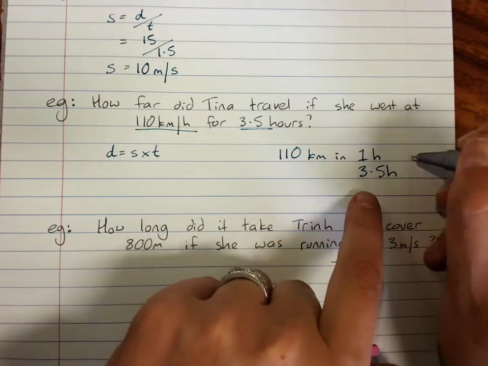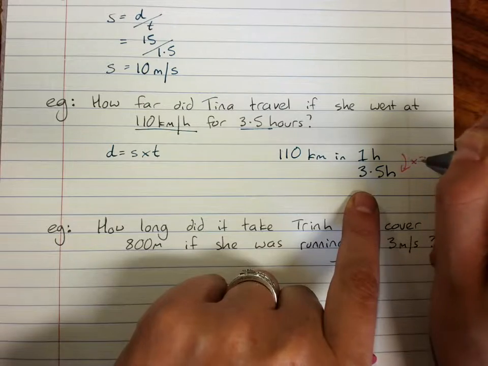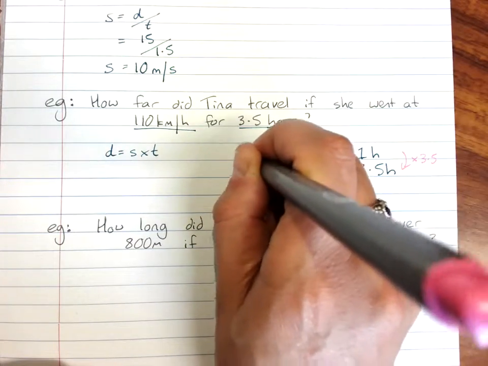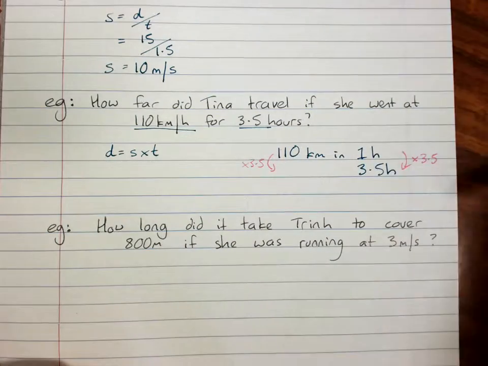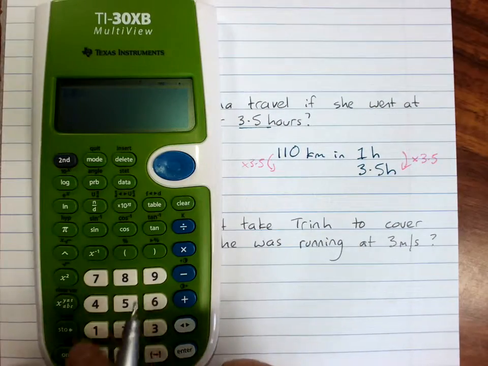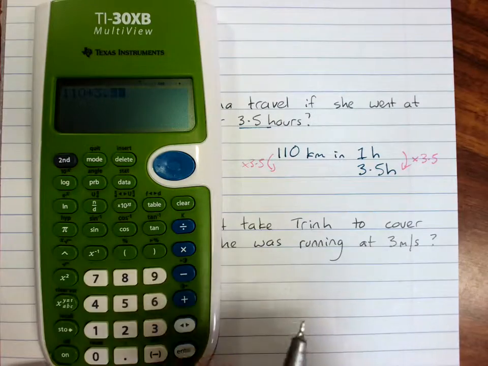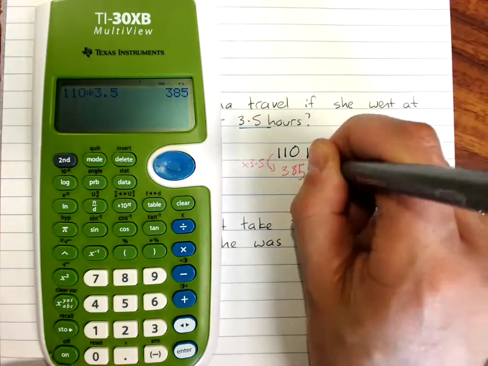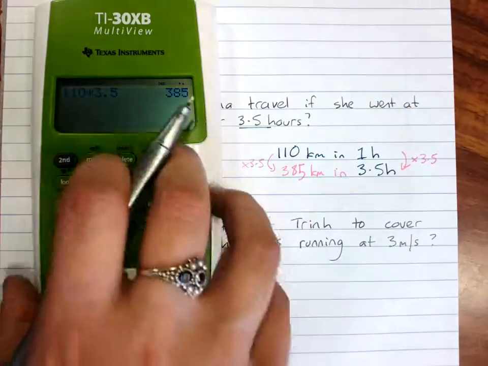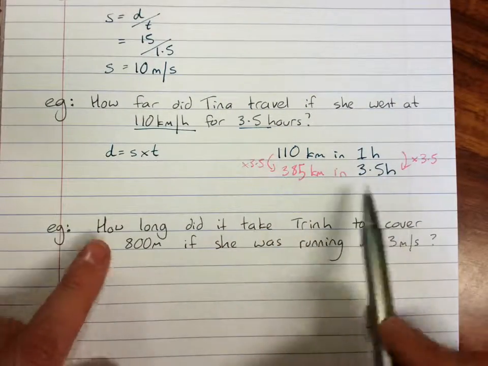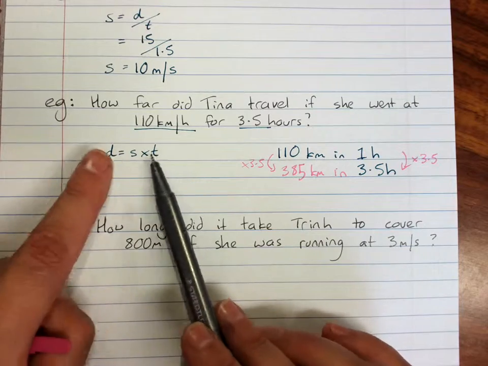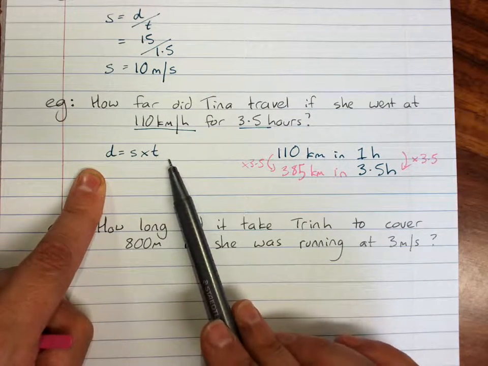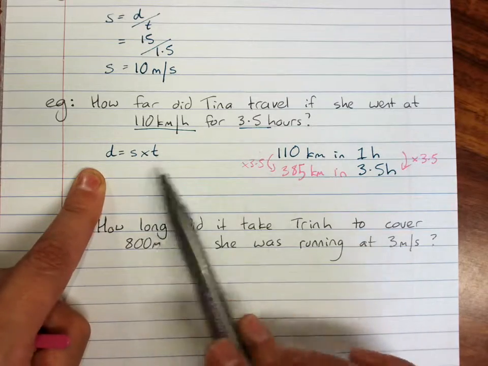How did I get from 1 to 3.5? I did times by 3.5. So I times by 3.5 here as well. Grab your calculator, 110 times 3.5. That was 385 kilometres in 3.5 hours. So here's the rates method. If you wanted the formula, you'd just write the formula, do 110 times 3.5 and get your answer. It would give you the same answer either way.